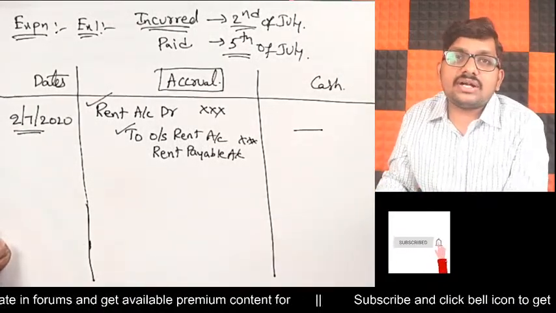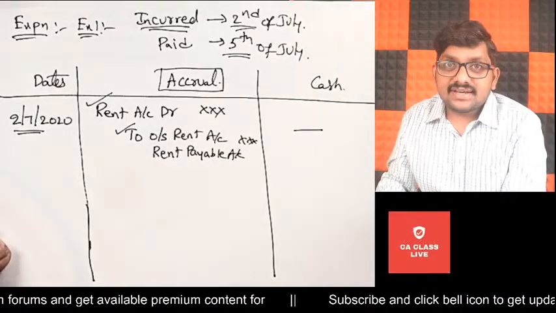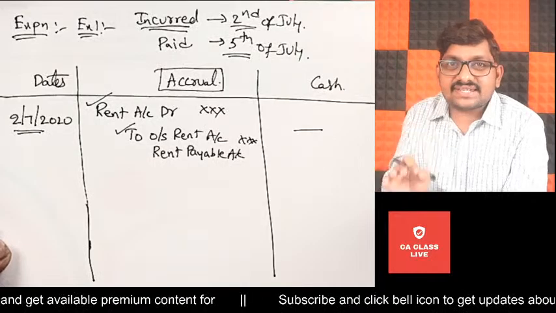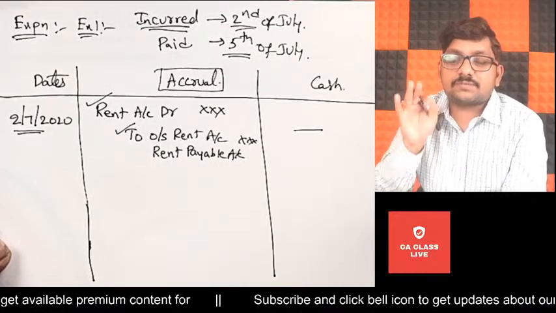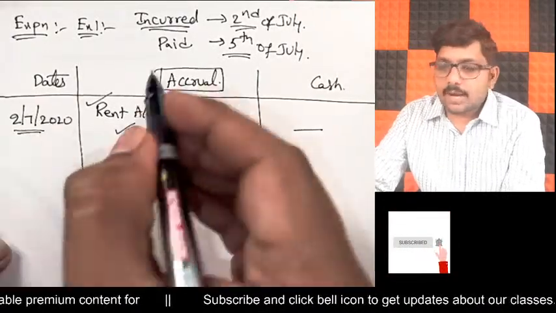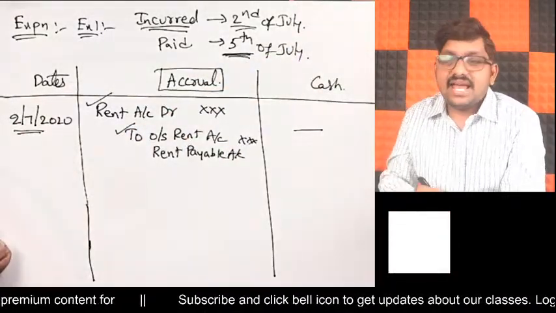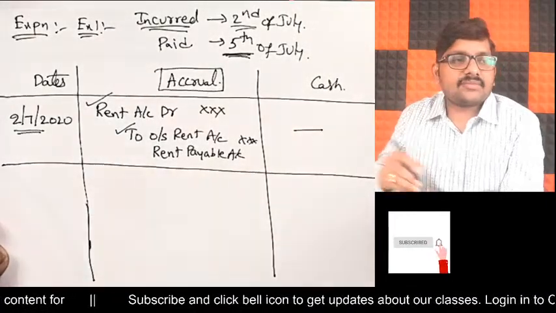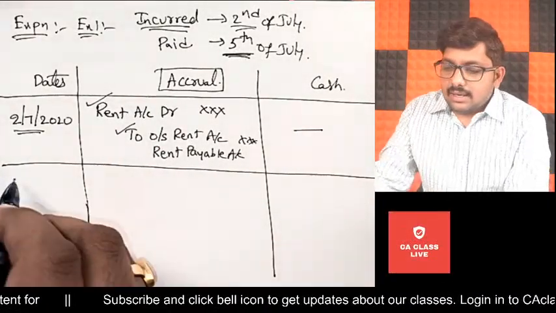But as per cash system, friends, there is no journal entry. Why is there no journal entry? Because I did not pay. Cash system says you have to recognize your rent expense only when it is paid. Did you pay on 2nd? No, I did not pay. I paid on 5th. That's why I will not recognize it on 2nd of July 2020. Done, sir. That day is done.